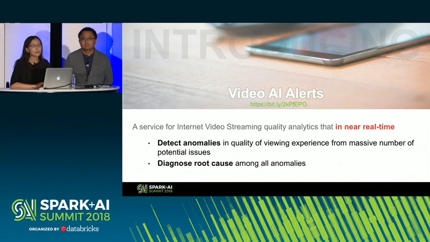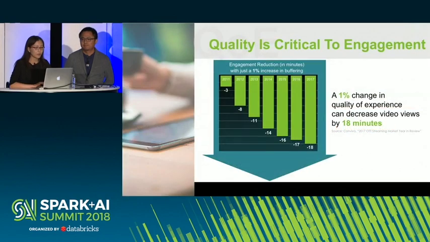So the problem addressed by Video AI Alerts is actually very important for internet video delivery because it provides visibility to issues in the delivery pipeline and can narrow down the issue to its true root cause. And this is actually very critical to the content publishers because quality is a very important factor to viewers' engagement.